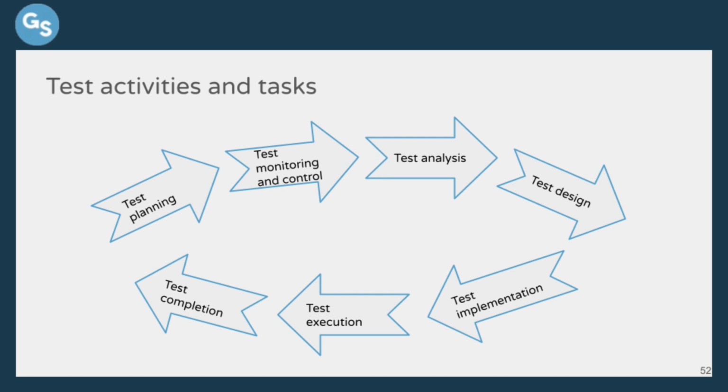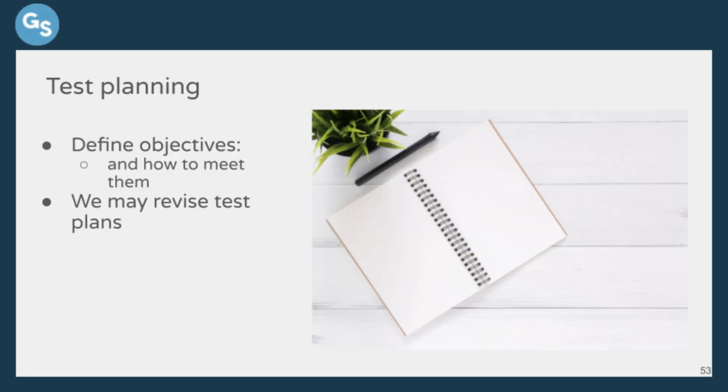This means that very often we need to tailor these main groups of activities within the context of the system and the project. During test planning, we must define the objectives, the goals of testing, what we want to achieve, and also what will be our approach to meet these objectives. Of course, we would need to consider all kinds of constraints we may have. Sometimes we may need to revisit and revise our test plans based on the feedback that we have during the monitoring and control activities.